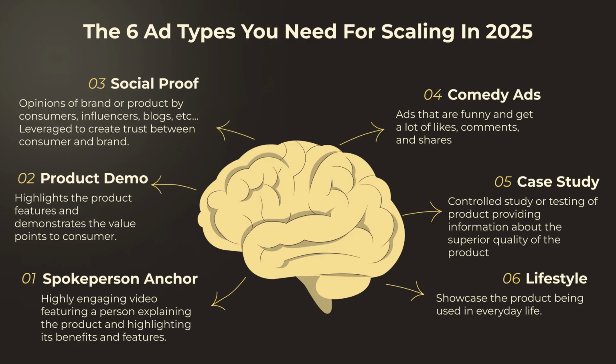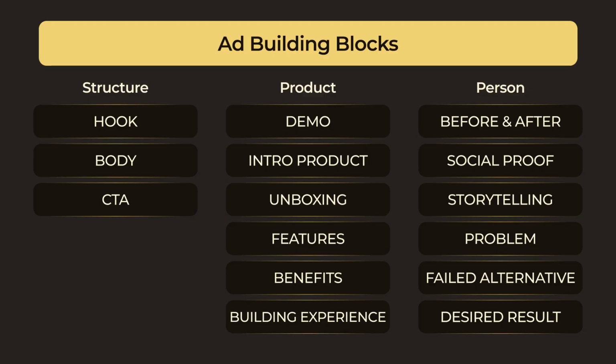These are the 6 ad types that are working very well for our clients right now. You can screenshot this and send it to your team. All of these work for different brands, and you need to find what works best for your brand by testing. For some brands, comedy ads are the best ones, while for others it's lifestyle or case study. These are the ad building blocks that you can combine for your ads. You have to create a formula that works best for your brand. Here is an example with one of our ads, and this is how it looks.